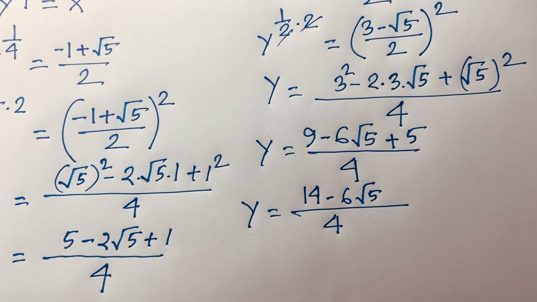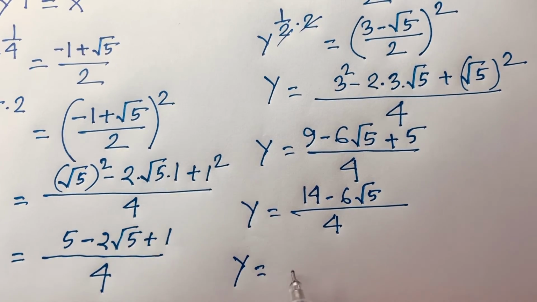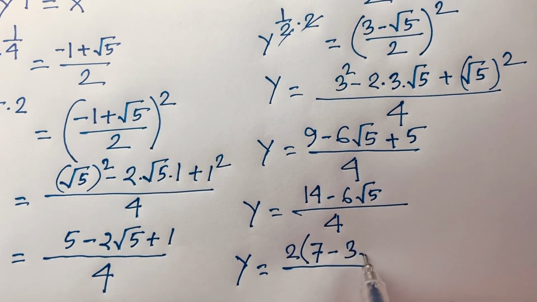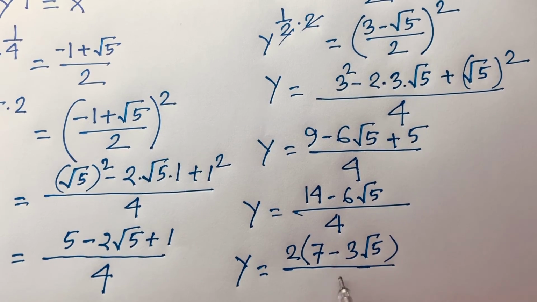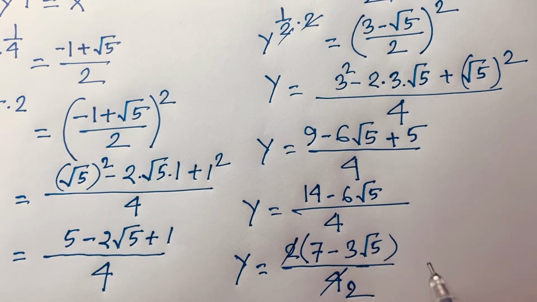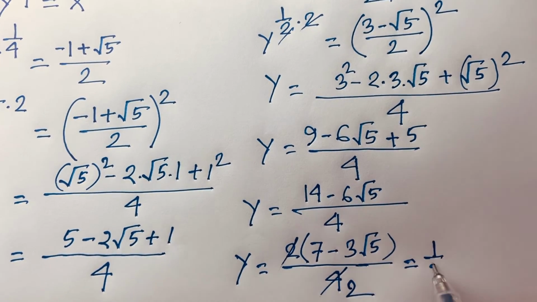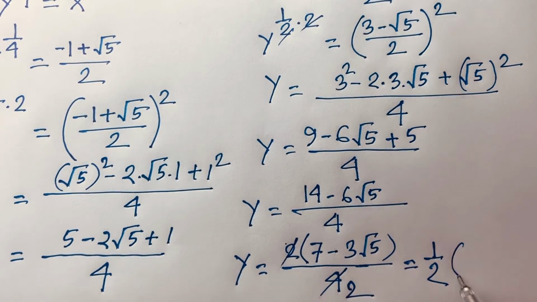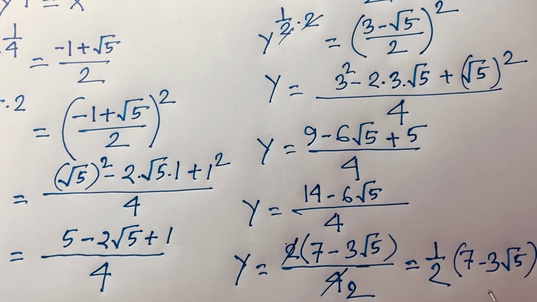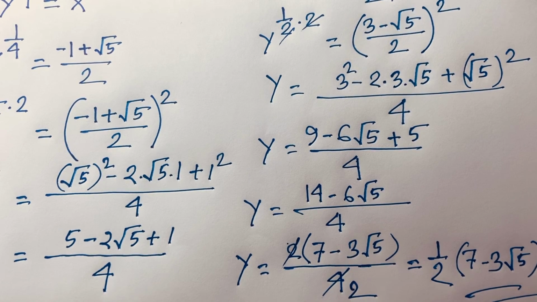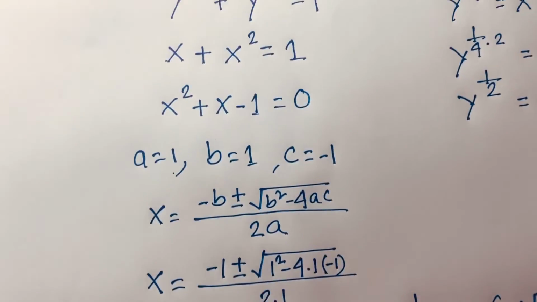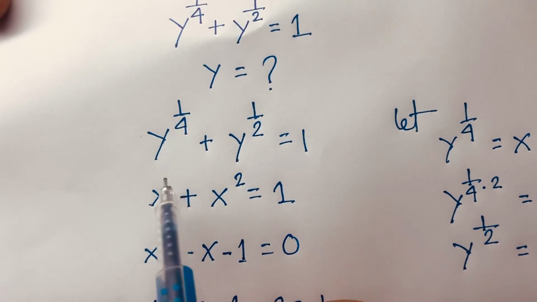Then y is equal to, here 2 is common, so it will be 7 minus 3 square root 5 over 4. Then 4 divided by 2 is 2, so it will be 1/2 times 7 minus 3 square root 5. This is our final answer. This is the value of y in this Math Olympiad question.